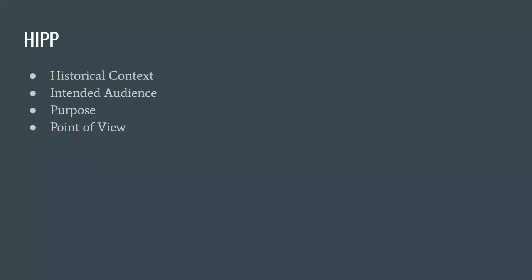HIP. So HIP is another popular framework for analyzing primary sources. It's not mine, but it is popular. So historical context, and that kind of goes with the subject and the occasion, right? That puts subject and occasion together. What's the big story of what's happening and what's going on?